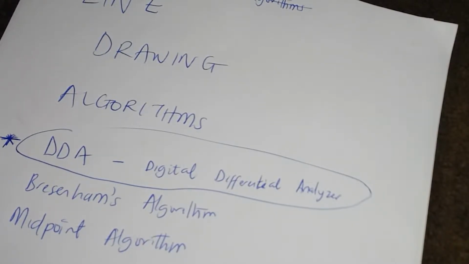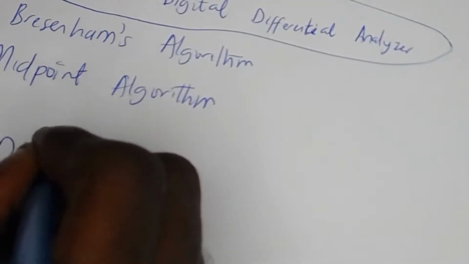line. Now, like I usually do in my previous videos, I will show you the shortcut. I'm going to show you the overview, then I'm going to illustrate with an example. Now, let's look at DDA.